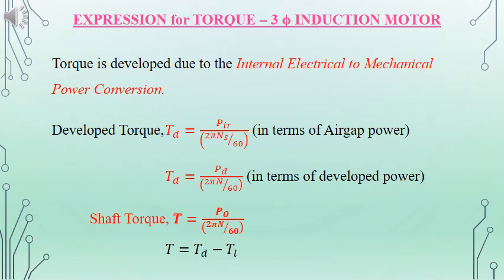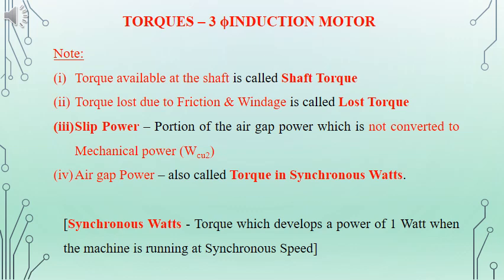The actual shaft torque, or the actual torque available as the output, can be written in terms of power output as PO divided by 2 pi N divided by 60, or T is equal to TD minus TL, where TL is the lost torque. So in a three-phase induction motor, we will have to consider different torques.